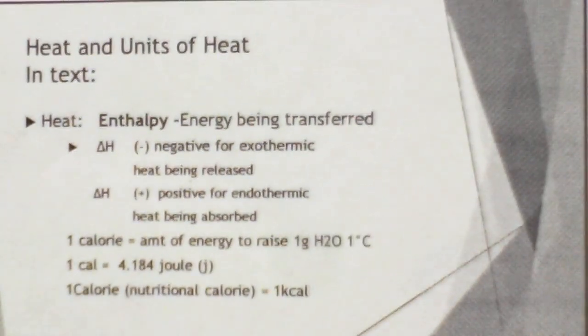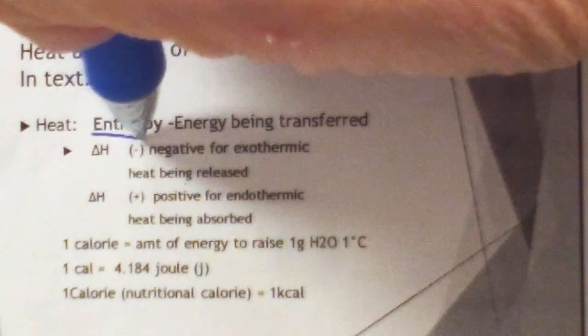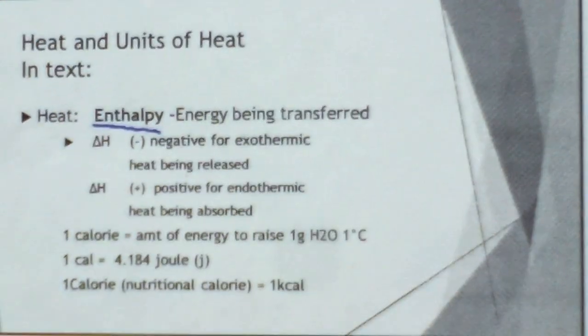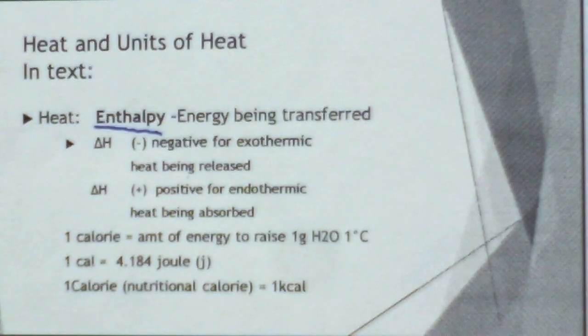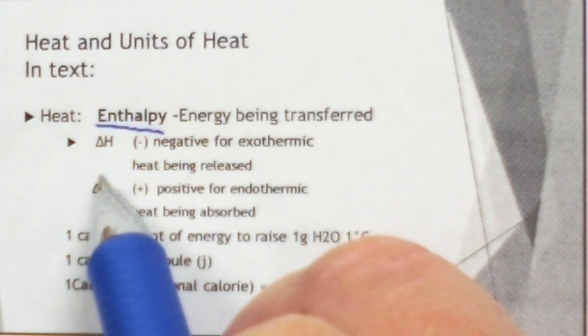So let's talk about heat. Heat is not the same as temperature. We know that temperature is the average kinetic energy of the molecules in a substance. This is not that. Heat is described as enthalpy. And enthalpy is energy that's being transferred from one substance to another. Now, we have a symbol for heat. It's delta H.